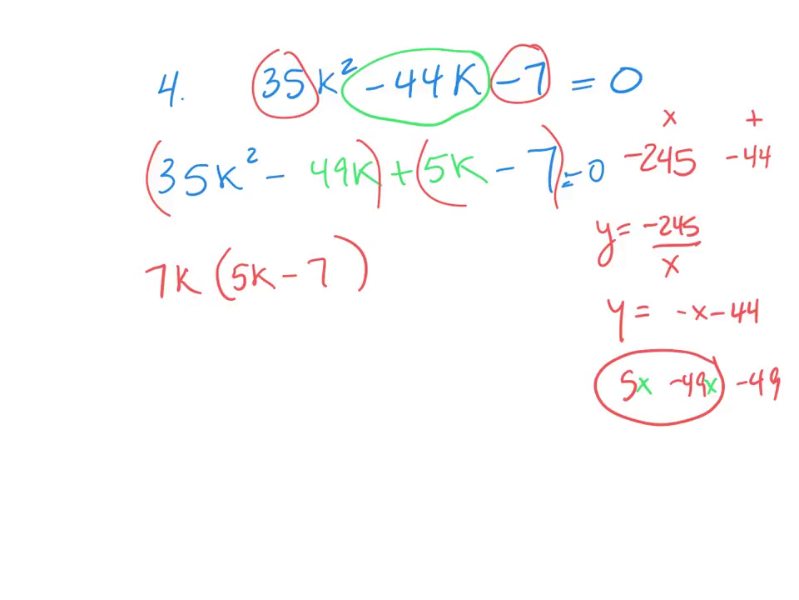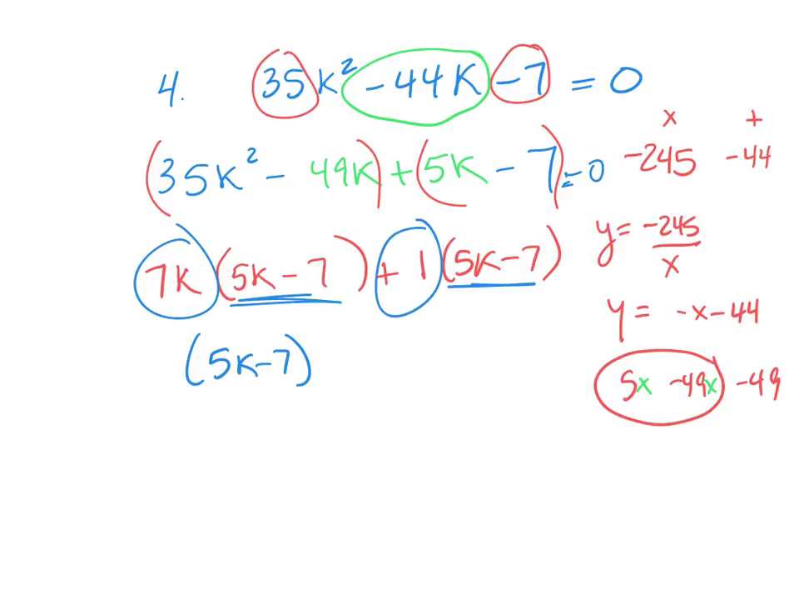Now in the second parenthesis, there is nothing that I can take out, so I always take out a 1. And I have 5k minus 7. If you notice, these two are the same. So that's going to be your first parenthesis, 5k minus 7. And the two that got left out in the cold here are your second parentheses, 7k plus 1. And if you have any questions on if you did it right, foil those two back together using either the box method or foiling, and you'll get 35k squared minus 44k minus 7.